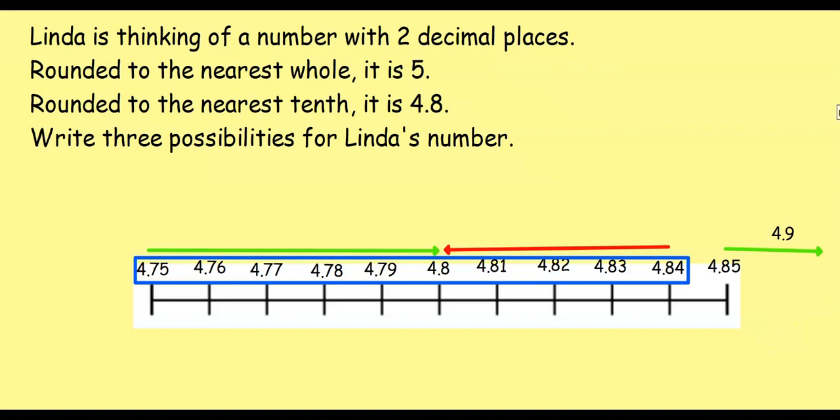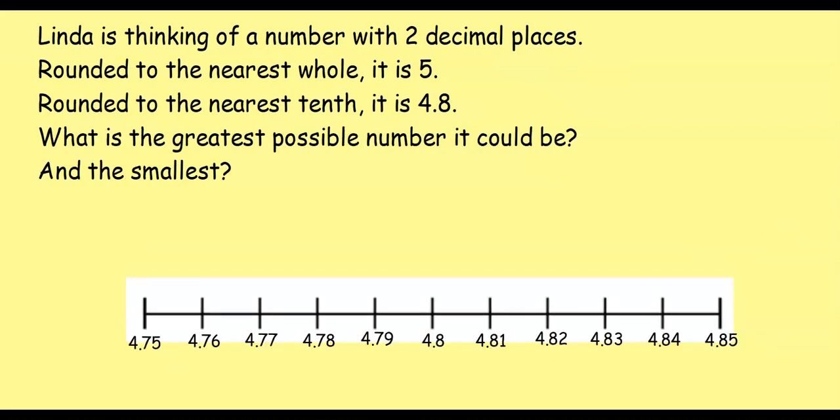Now the second part of the questions you're going to be asked look a little bit like this, and it says, still, Linda's thinking of a number with 2 decimal places, so we're dealing with the same numbers. Rounded to the nearest whole, it is 5. Rounded to the nearest tenth, it is 4.8. And what's the greatest possible number it could be, and the smallest?